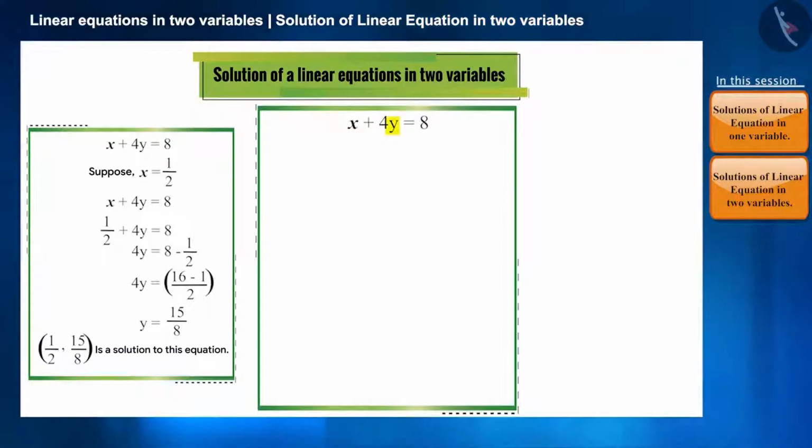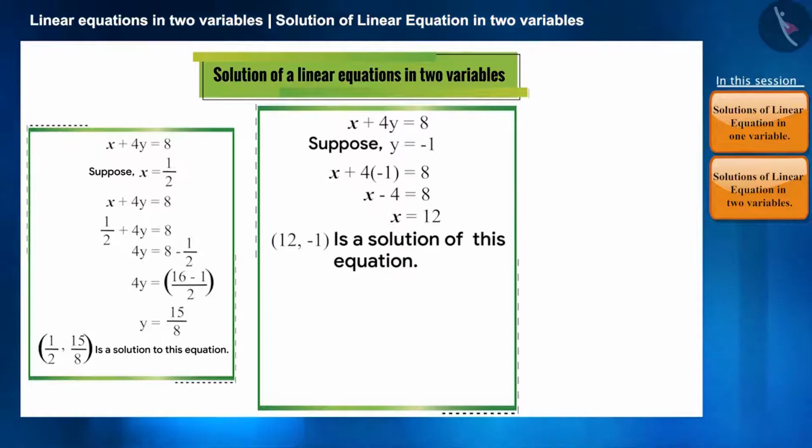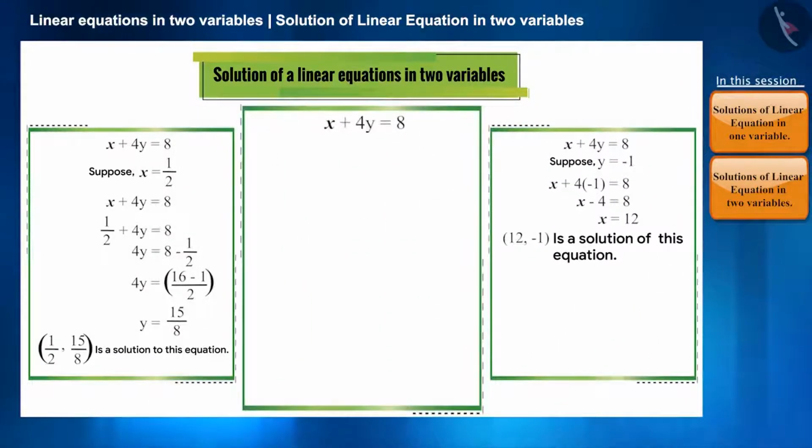Similarly, for any value of x, we can find the corresponding value of y, or by taking any value of y, we can find the corresponding value of x. This time, let's take the value of y as -1 and find the value of x. We get the value of x as 12. Now, we can say that (12, -1) is another solution to this equation. Here, even though we found the value of x by substituting the value of y, while writing the solution, we write it in the order of x, y only.